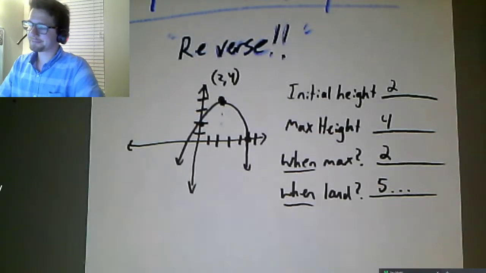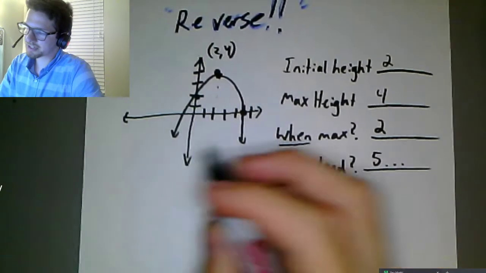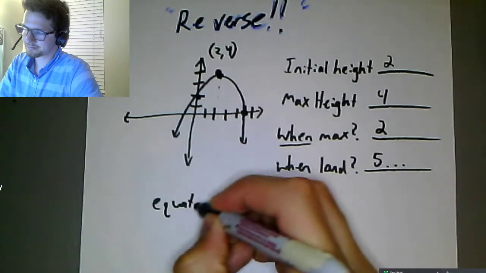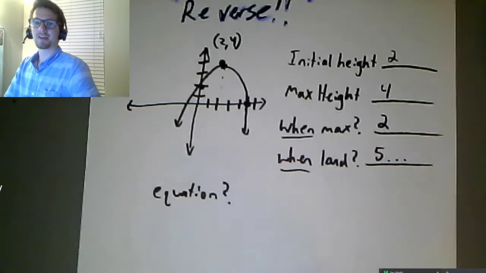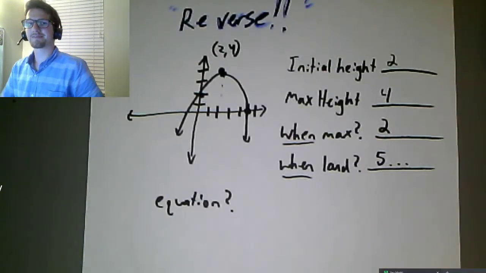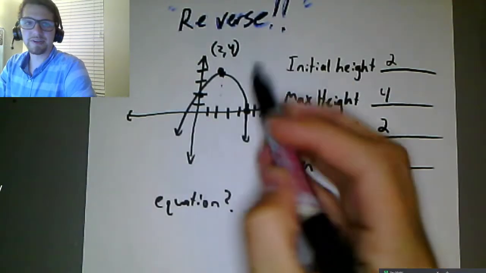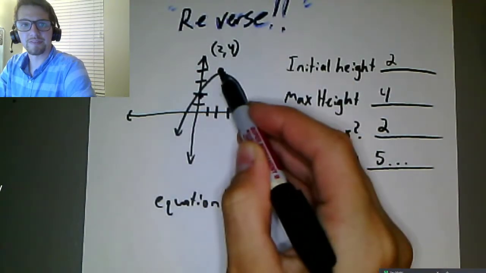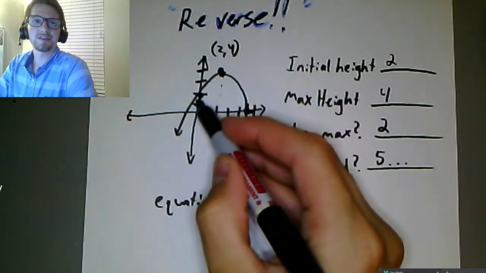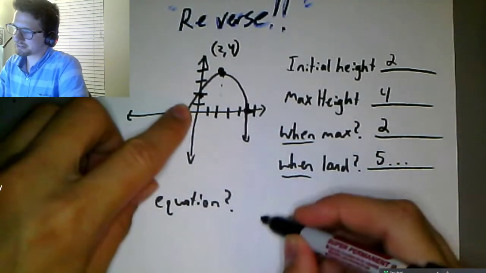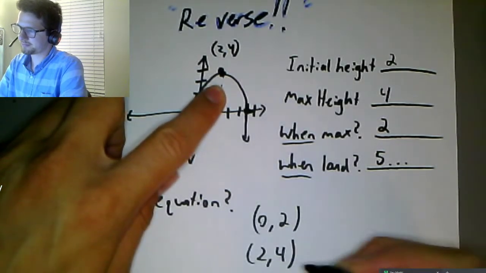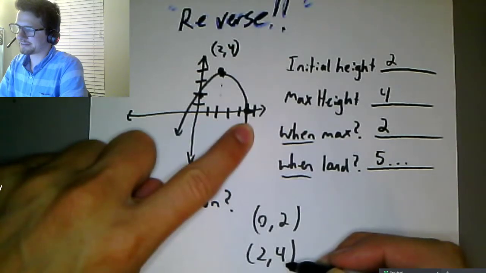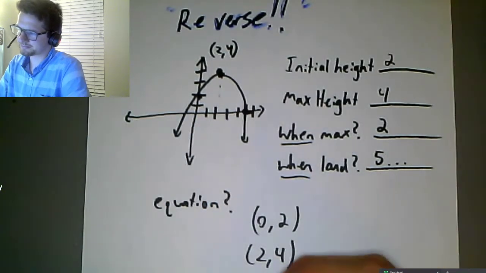And then we say, okay, well, given this information, what was our equation? Because we have to have an equation if we're working backwards. So this is where lovely Desmos comes in handy. So I have 3 points here, don't I? I have this one, and this one. This point is 0, 2. This point is 2, 4. And this point is over 5, 0. So that's 5, 0.